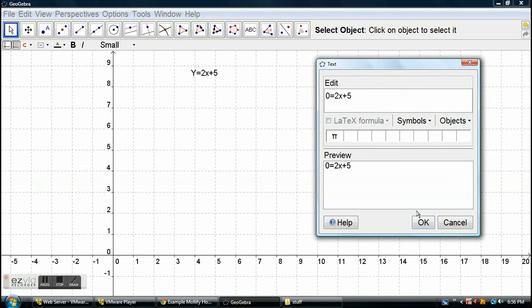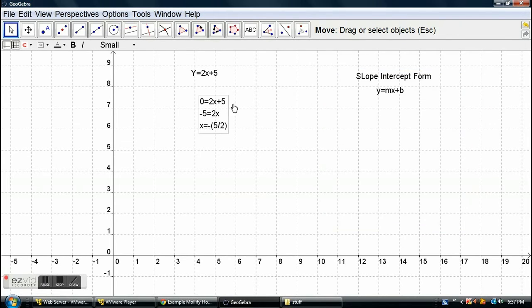Then you're going to want to subtract the 5 from that side, because you're solving for x right now. So it's going to be negative 5 equals 2x. Divide by 2 on both sides to get the x by itself, and so x equals negative 5 over 2. It can also be written as negative 2.5. That's going to be your x-intercept on the x-axis.